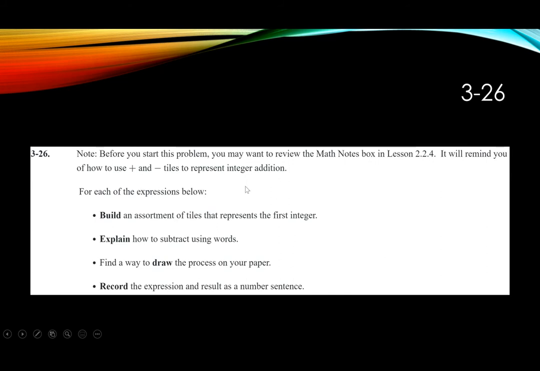All right, now we're looking at 3-26. So it says we may want to review the math notes in 2.2.4. It's going to remind us how to use positive and negative tiles to represent integer addition. More specifically, the cancellation of positive and negative tiles. Zero pairs is what I have referred to them as in the past.